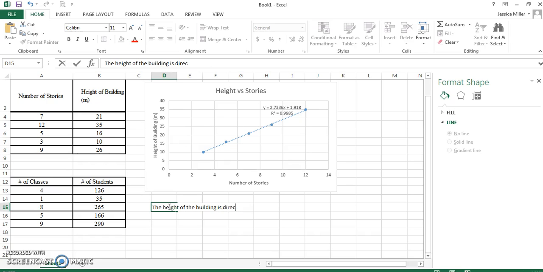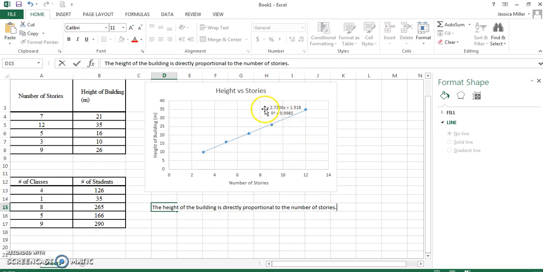Let's say directly proportional, because it's a direct relationship, to the number of stories. That would be your answer, not "well, as one goes up, the other goes up." That wording is not scientific. The relationship is directly proportional. That's what I'm looking for.